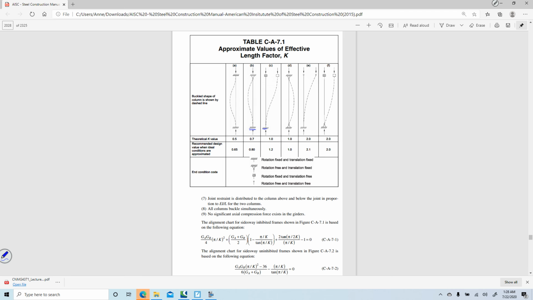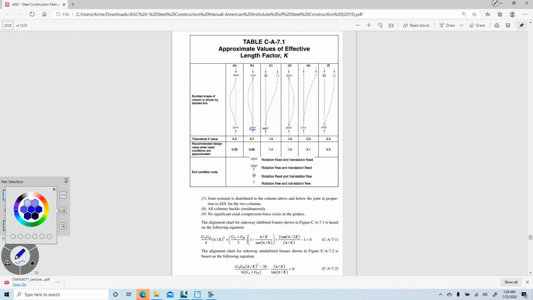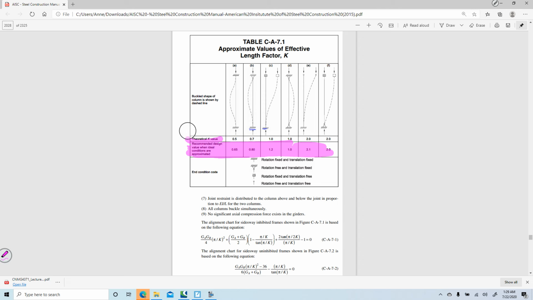So you're going to go back here when you say, I think I have these end conditions, and use the recommended values. Okay? These are the theoretical ones. But since design isn't perfect, we're going to use the recommended ones. So again, put a tab here. You will need this.